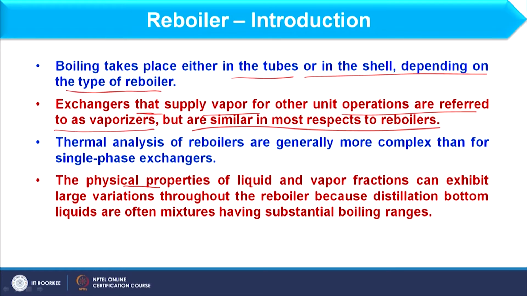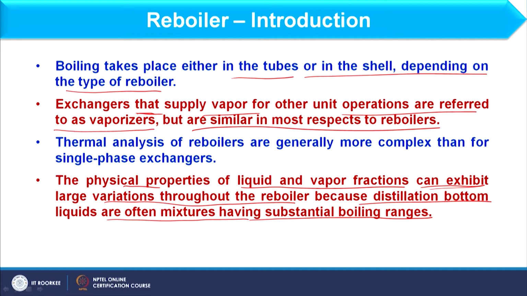The thermal analysis of a reboiler is much more complicated in comparison to single phase exchangers. The reason is very simple: here phase change occurs. So, we have a multi phase system in a reboiler, which is not the case with the usual shell and tube heat exchanger. Further, the physical properties of liquid and vapor fractions can exhibit large variation throughout the reboiler, because distillation bottom liquids are often mixtures having substantial boiling ranges. In a distillation column, we usually consider a multiple component system. If the components vary in the vapor as well as liquid stream, we should consider that while computing the physical properties. So, that may be mass weighted.